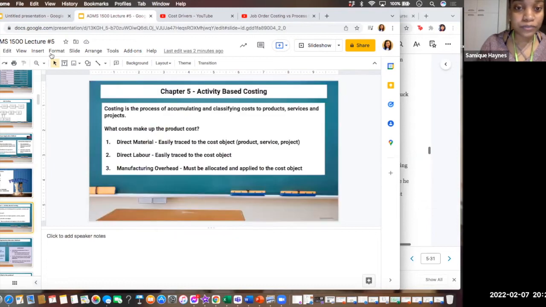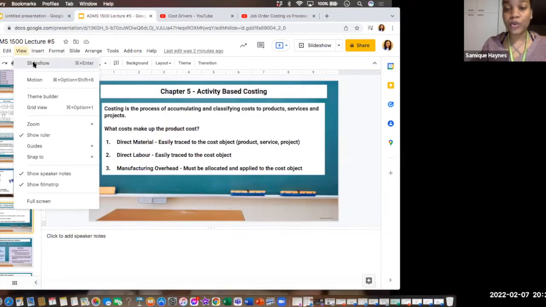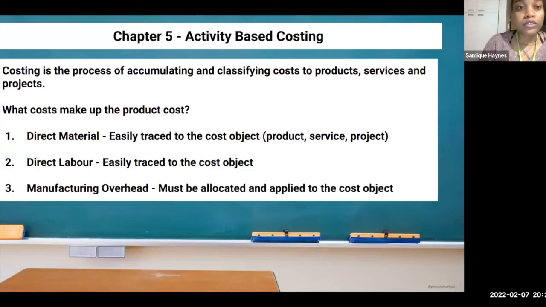Write that down. Because now we're going to go into activity-based costing. With activity-based costing, costing is the process of accumulating and classifying costs to products, services, and projects. We read that already. We know again that the product cost is made up of direct material, direct labor, and manufacturing overhead.